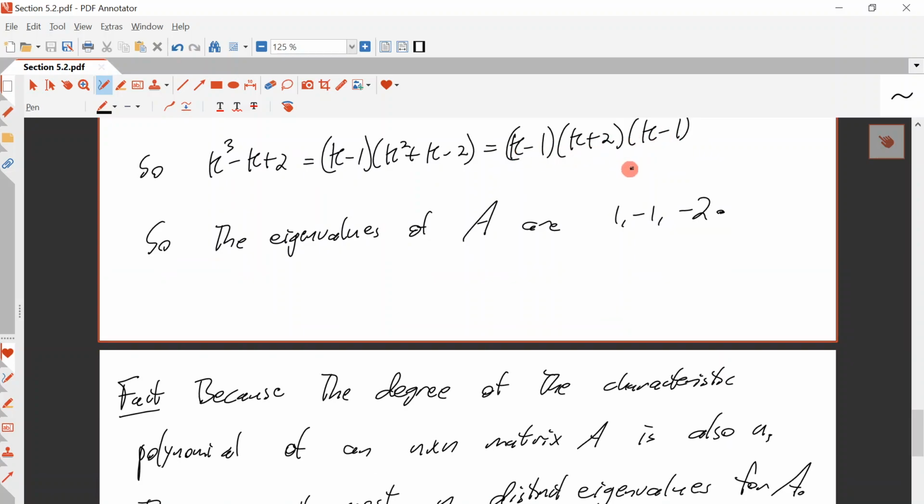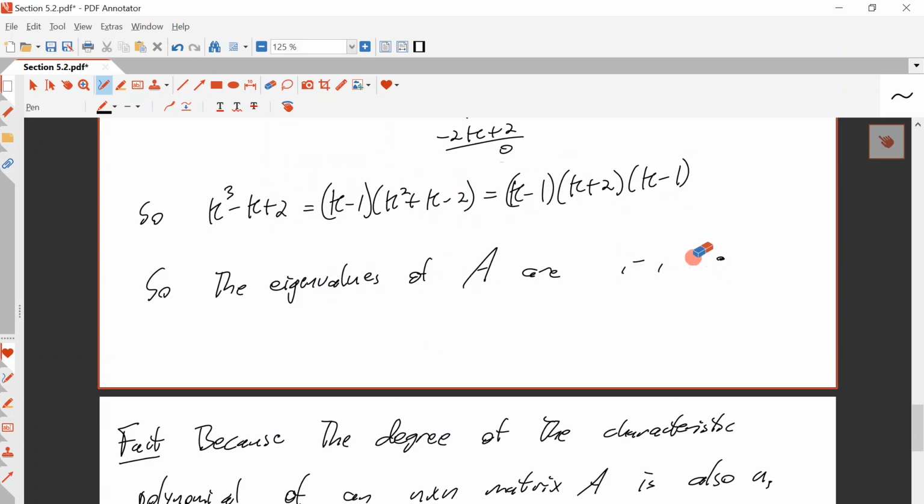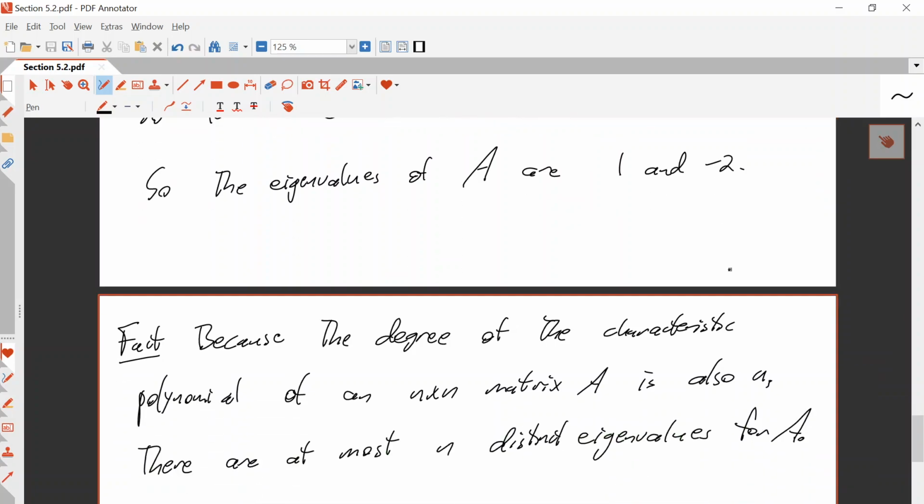This one has, oh no, I'm sorry, oops. This is k minus 1 squared times k plus 2. This one does have a repeated root. So the eigenvalues of A are 1 and minus 2. So we only have 2 distinct eigenvalues because that characteristic polynomial has a repeated root. So for a 3 by 3 matrix, you can have up to 3 eigenvalues, but you don't have to. You're always going to have at least 1, but you could have 2. Okay, 1, 2, or 3.